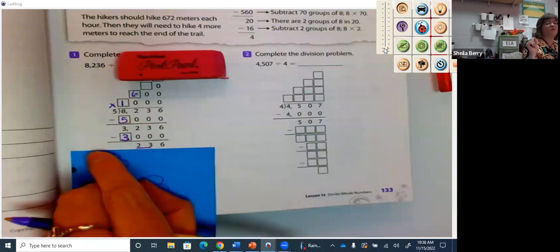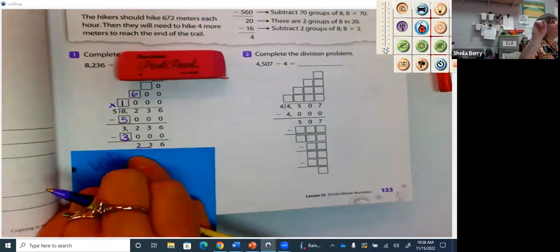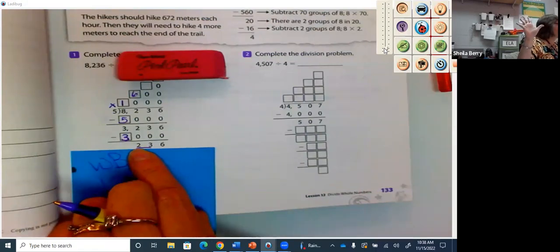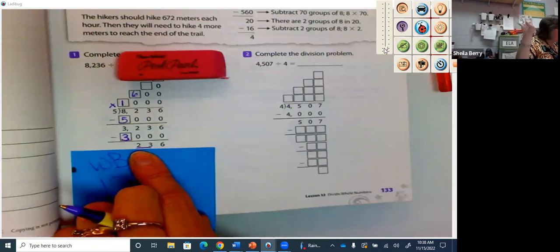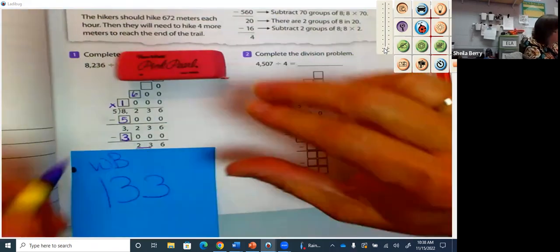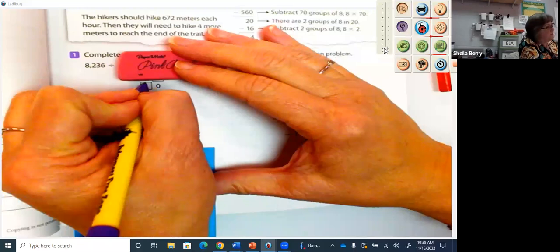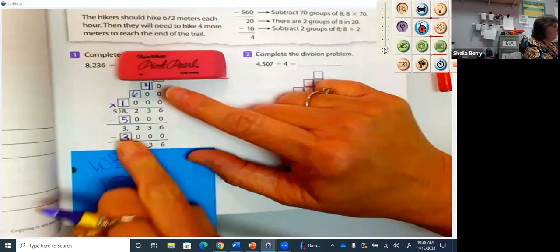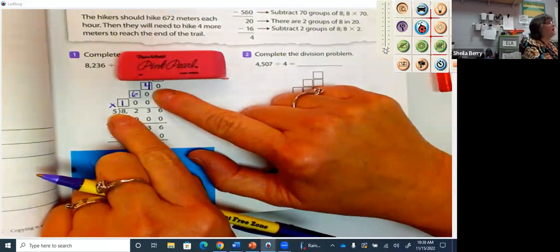Let's count by 5s. 5 times what gets us close to 23? Well, let's count and see. 5, 10, 15, 20, 25. Oh, wait a minute. 25, but we only have 23. So it can't be 5 tens. It has to be 4 tens. It's going to be 4 tens. What's 4 tens? 40. So what is 4 tens times 5 ones?